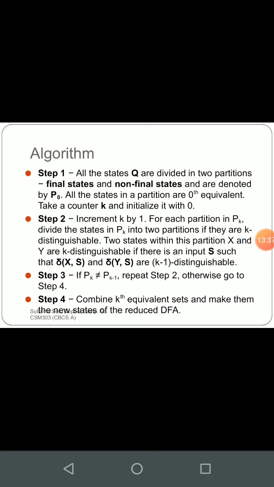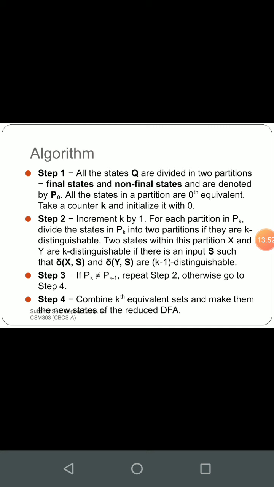Then step 2 says increment k by 1. For each partition in Pk, divide the states in Pk into two partitions if they are k-distinguishable. It is a little more tricky and a little more difficult to understand until we move to the example, but for now just concentrate on this.